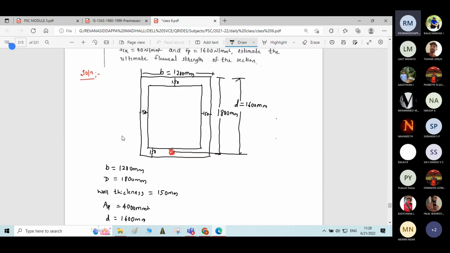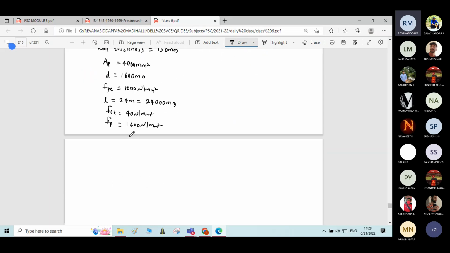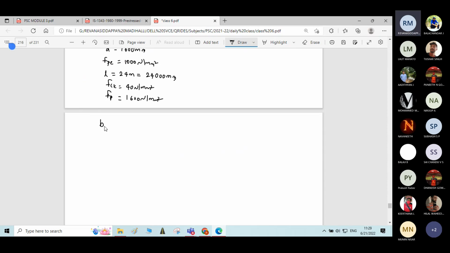Then coming to this box girder, it is analyzed as an I section only. Whatever the procedure we follow for I section, the same procedure we have to follow for this box girder. So here, if you assume this box girder as I section, you will get two webs. Therefore, the total width of web will be 150 plus 150, it will be 300 mm. So width of web is equal to 2 into wall thickness, which is equal to 2 into 150 mm. You will get BW as 300 mm.